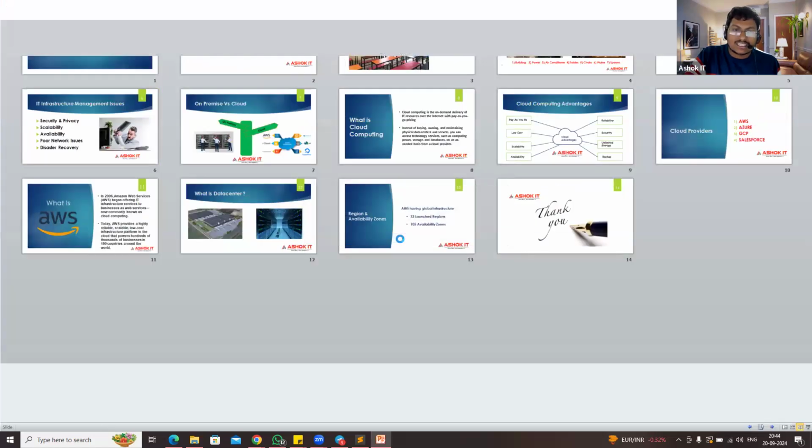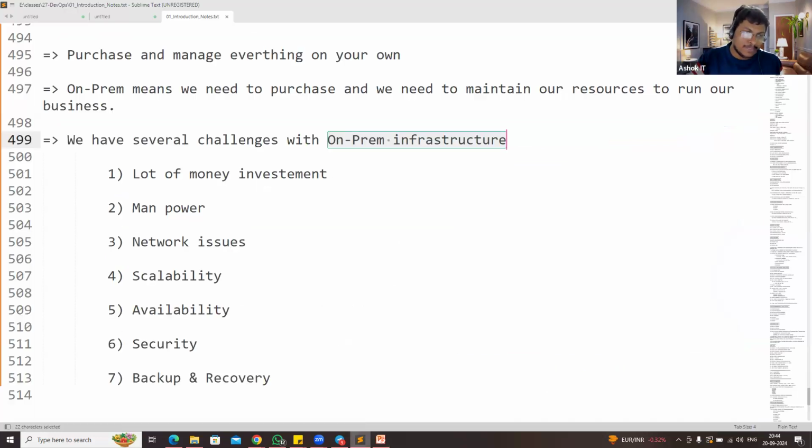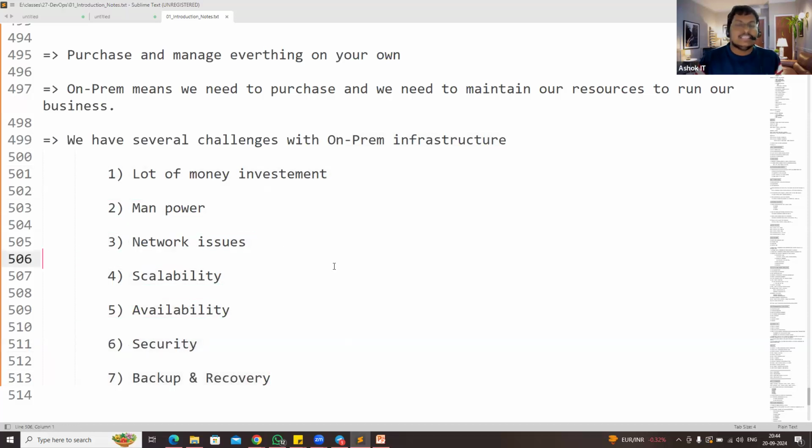What are the challenges we need to deal with, guys? Security and privacy, scalability, availability, network issues, disaster recovery, all these things you need to take care of on your own. Every day some issue will be there. Some days power issue, some days network issue, employee issue, security issue, availability, scalability. Every day you need to deal with these challenges.